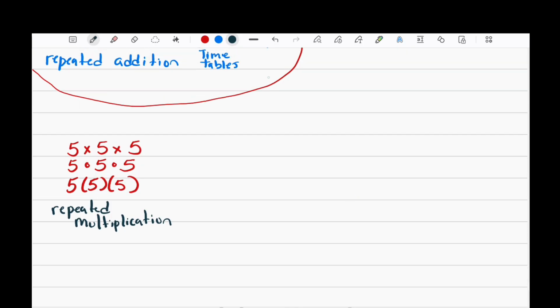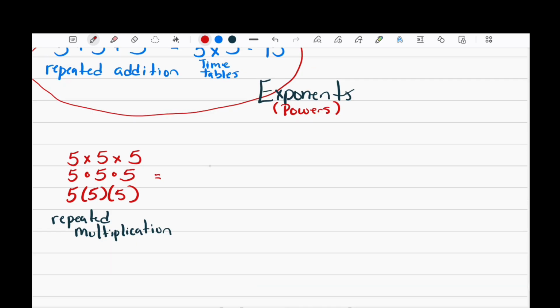And at the very top in the middle, I want you to write down exponents. We never wrote down exponents. All right, exponents. Or we also call exponents powers. All right, also call them powers. So down here, equal sign, and I want you to write a big 5, and a small 3. All right.